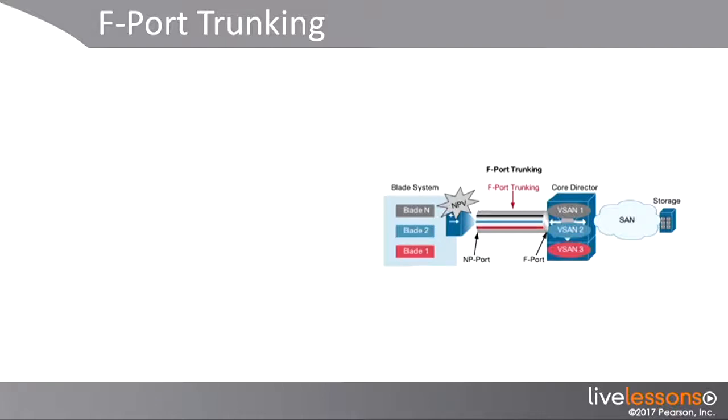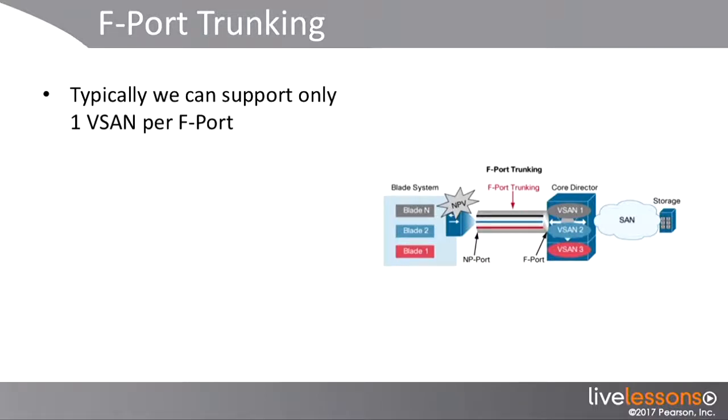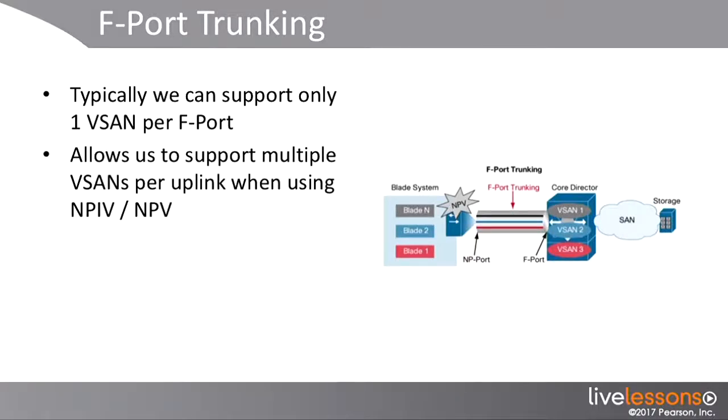So with some vendors, where we can only support one VSAN or one storage area network per port, with Cisco we can actually support multiple VSANs per uplink and still make it easy by using NPV. Above and beyond that, we can also enable port channeling on that link and create redundancy.